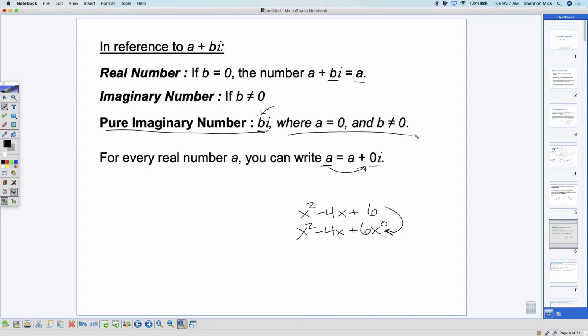To clarify that, then on the bottom when you have x squared minus 4x plus 6, that was an example of how this relates to this. Like I can take any real number and put plus 0i, just the same as I could take any polynomial, and on the constant add x to the 0 or t to the 0.